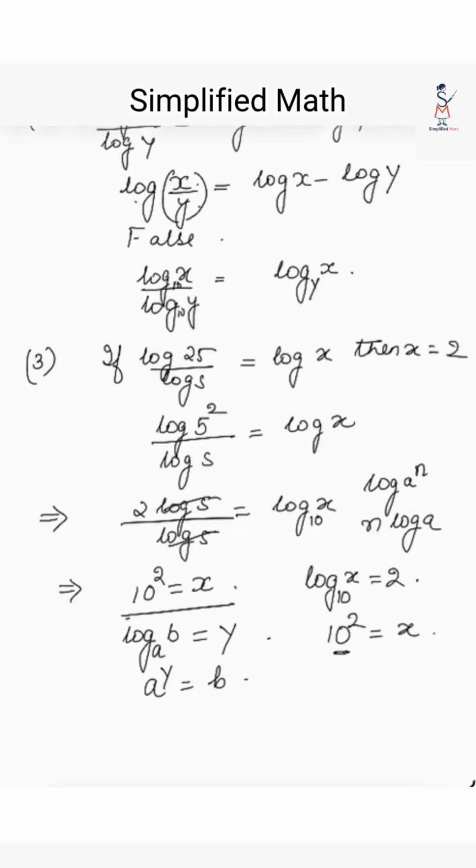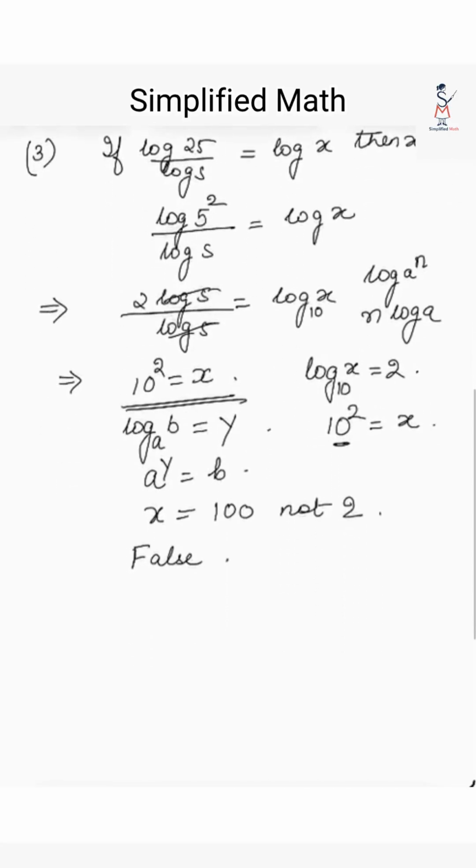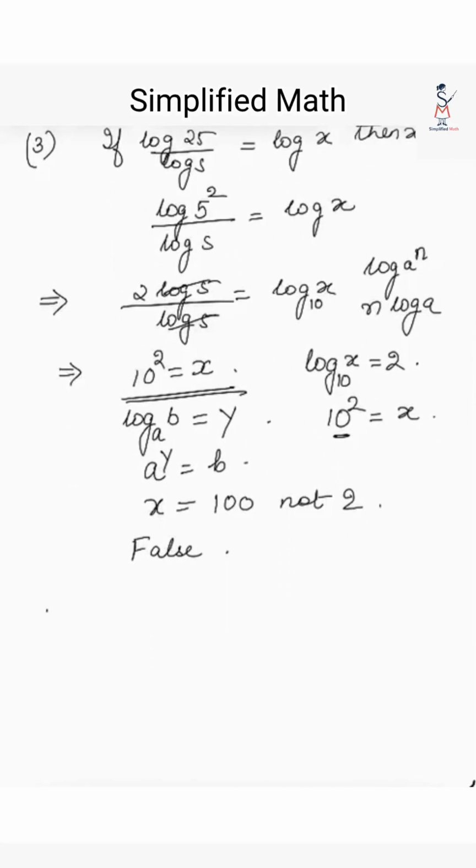So what did the value of x come out as? x is equal to 100 and not 2. That means this is false. x is 100, what we have got. So this is false.